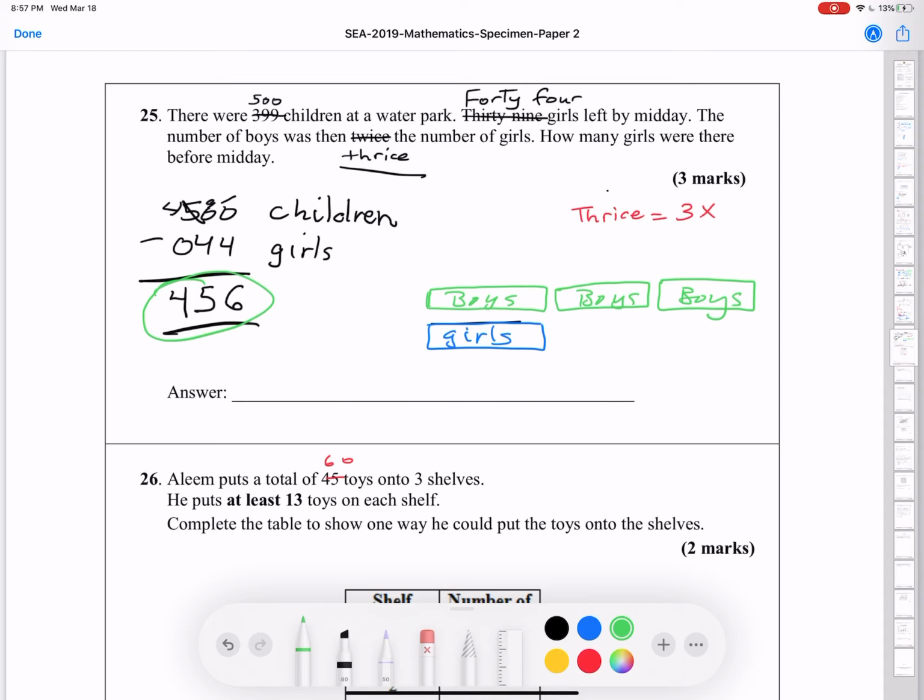The number of children that remained is 456. I have drawn a bar model to show you how the 456 was broken up into 4 equal parts. So if we want to find out the value of one part, we just divide by 4. So 456 divided by 4. 4 into 4, 1. 4 into 5, 1. Remainder 1. 4 into 16, 4. That's short division. You can do it long division if you wish. So it means that one of these parts is 114.